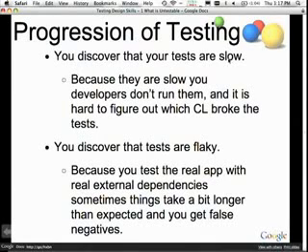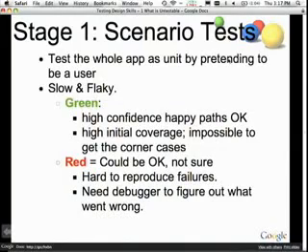So we kind of mentioned this, that you discover basically that your tests are slow and you discover the tests are flaky, right? We kind of covered this. So this is kind of the first stage of unit testing. People discover, hey, tests, good. So we can automate this thing.